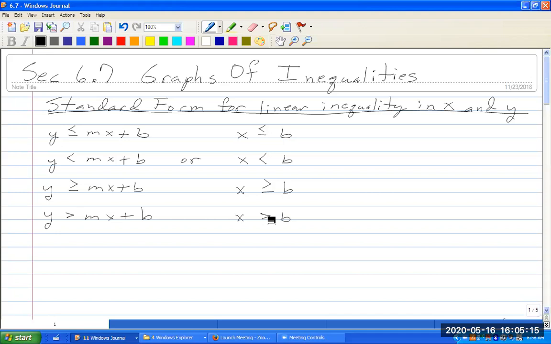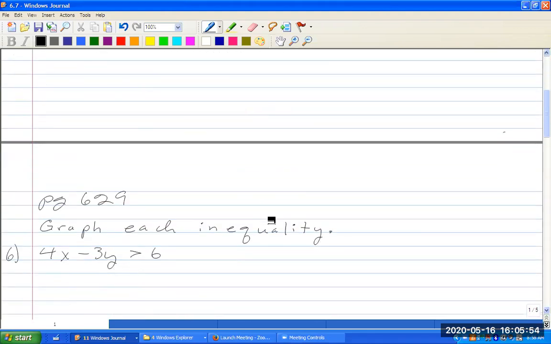Now, just like with systems of linear equations, if you have more than one equation, we're assuming that we're doing an intersection between the solutions. So we're assuming an and. Similarly with linear inequalities, if we just list a whole bunch of them, we're assuming the intersection between the solutions. So we're assuming an and. Okay, so let's do some examples.